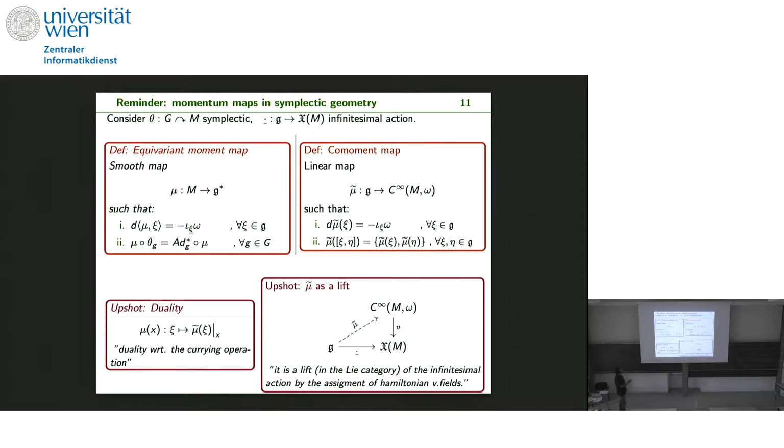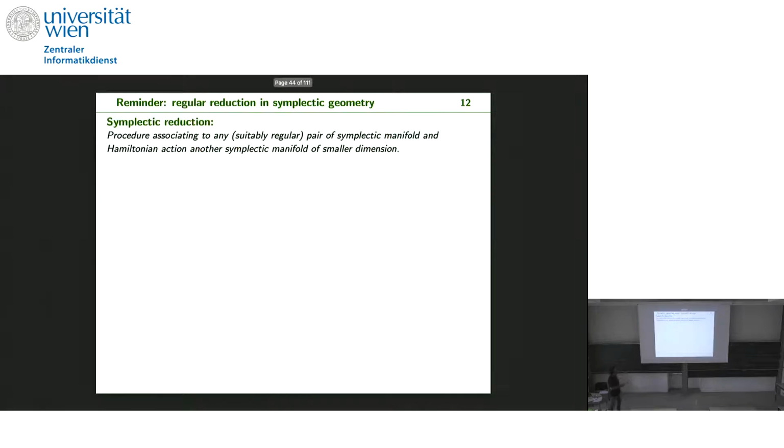This is the same. So the uncurrying is transforming this map into a function with two entries into a single one. But this is immaterial now, only to say that in some sense these two are dual. As I said, these tools are instrumental for reduction. So what is symplectic reduction?